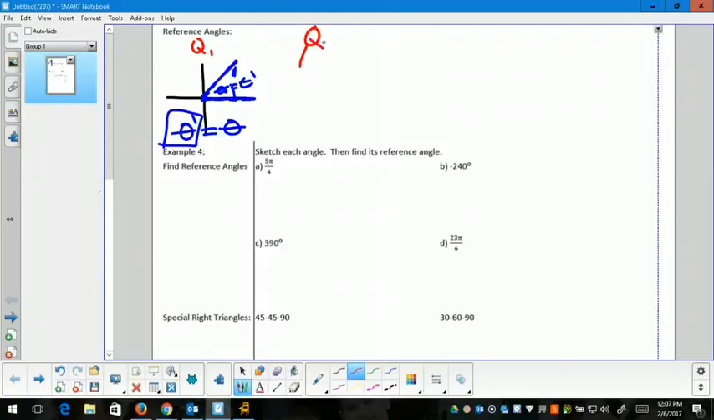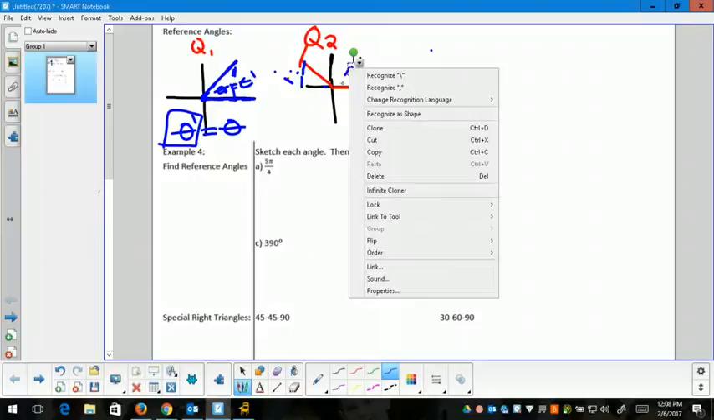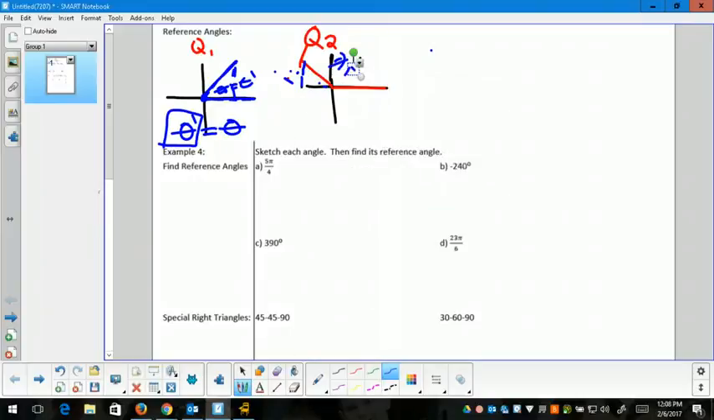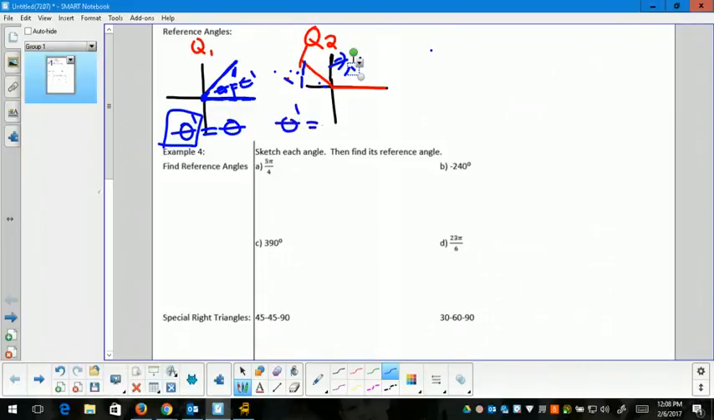In quadrant 2, here's the initial ray, here's the terminal ray, and I'm going to drop a line down to make a right triangle. Here's theta, and that's the angle we would use inside. Well, the two of them add to 180. So theta prime would be 180 minus theta, or, if we're talking in terms of radians, pi minus theta.